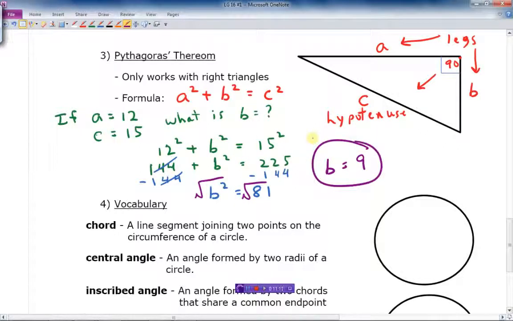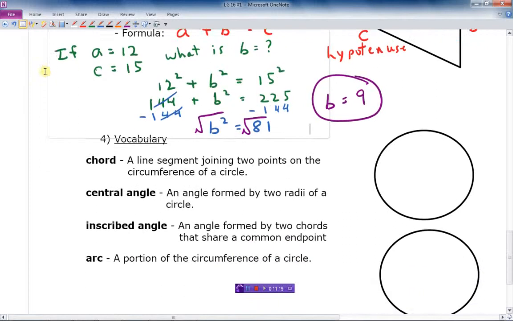So that's just one quick example. If you have any other issues, please see me with that. If you're not sure about how Pythagoras Theorem works, you should have done that in the past, though.